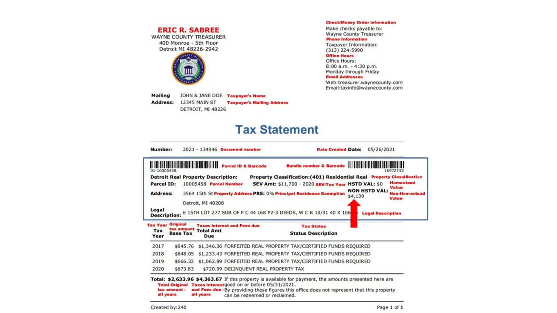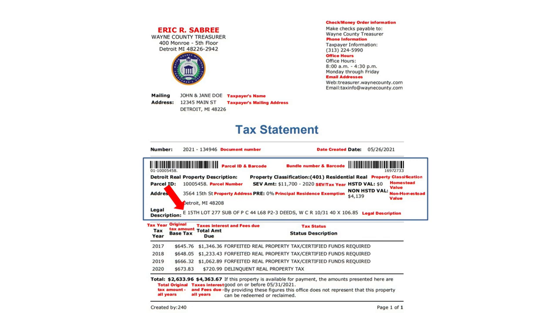Non-homestead value. If the parcel has a principal residence exemption percentage of 0, there will be a number here that represents what percentage of the taxable value is not exempt from school taxes. If it is 0, that means the parcel is not owner-occupied or adjacent to an owner-occupied structure. If there is a value in the homestead value and non-homestead value, that means only a portion of the structure is owner-occupied. Next is the legal description of the parcel.